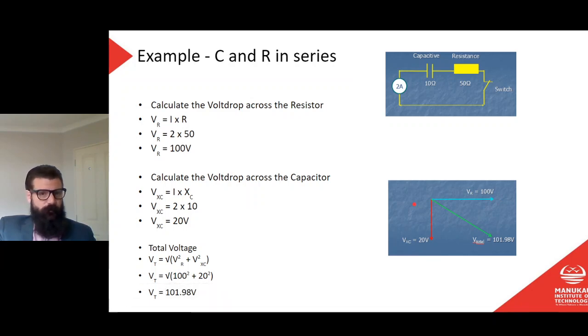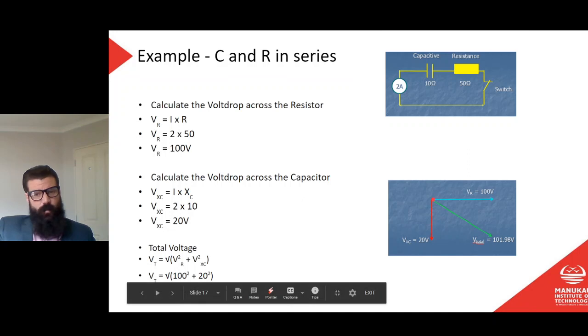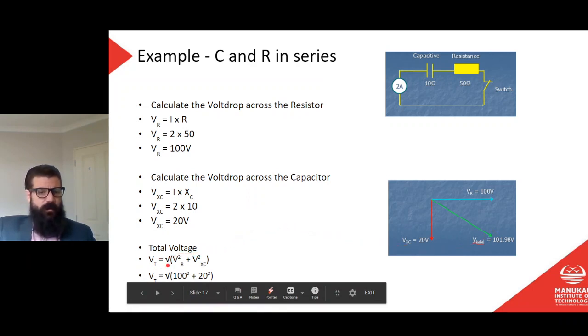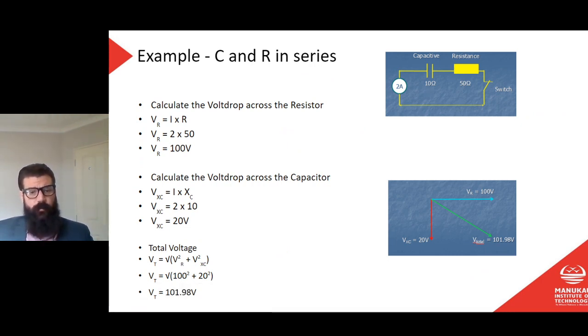What it is, again, we're going to use this triangle. The voltage across the resistor, on this axis, the horizontal because it's at 0 degrees, will be 100 volts. The voltage on the capacitor will be 20 volts. And so we'd use Pythagoras' theorem to give us the hypotenuse, which is also known as the resultant vector or resultant phasor. So voltage total equals the square root of the voltage on the resistor squared plus the voltage on the capacitor squared. Therefore, the total voltage equals the square root of 100 squared plus 20 squared, which equals 101.98.